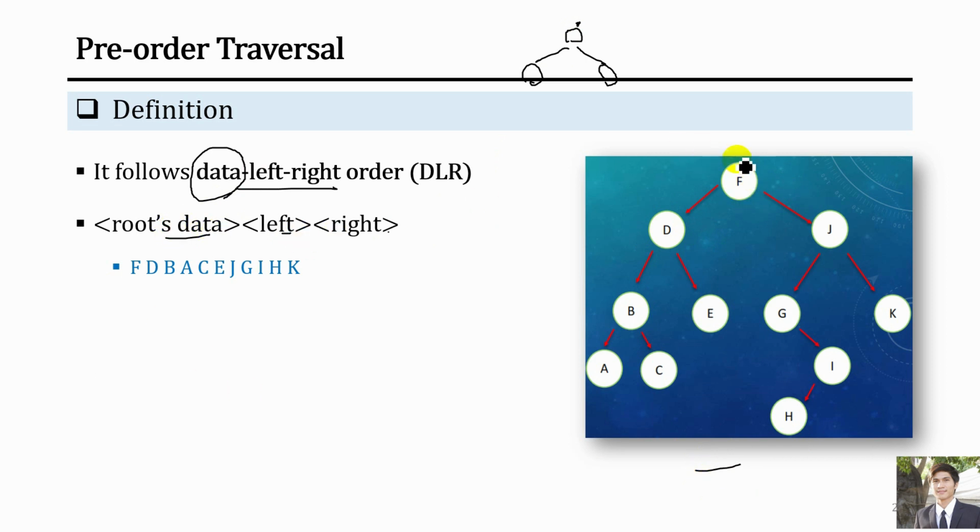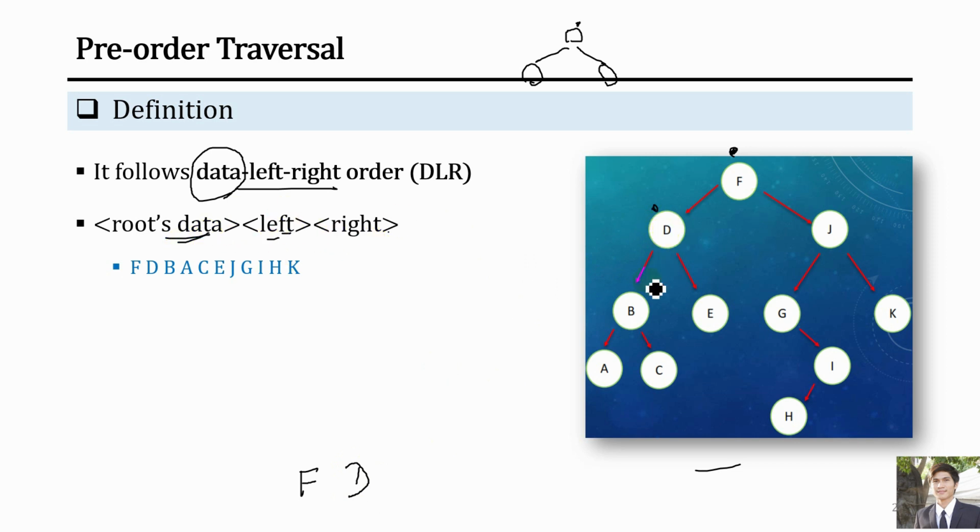Now if you focus here, this is the root, F, so we display letter F. Next, if we go to the left, the rule is root data then left. Focusing on the left here, the root data now is D, so we display D. After root data, we go left, still go left, until left finishes, then we go right.